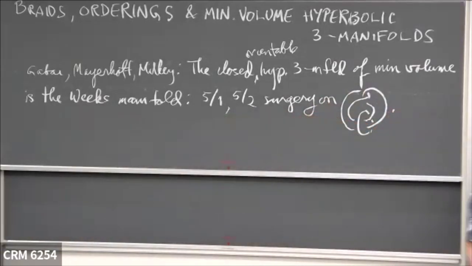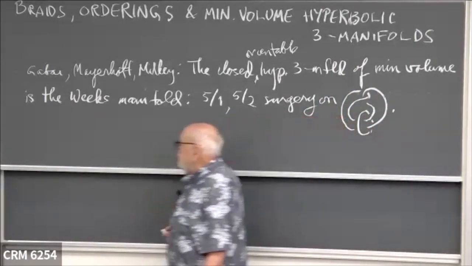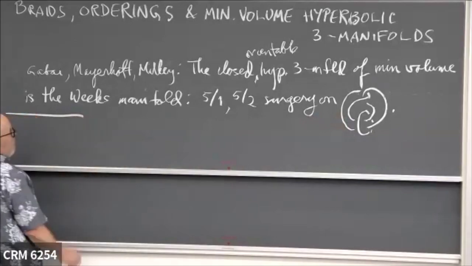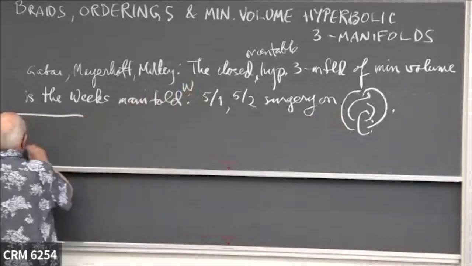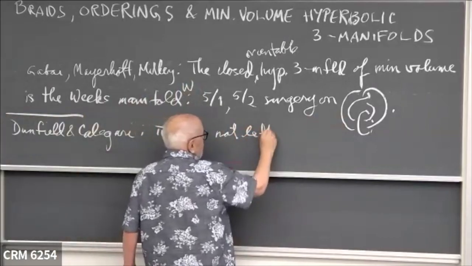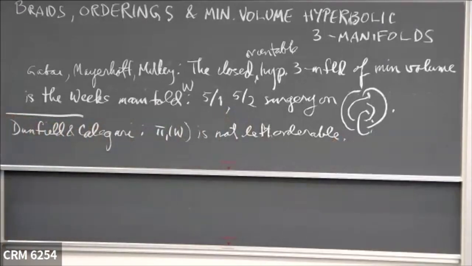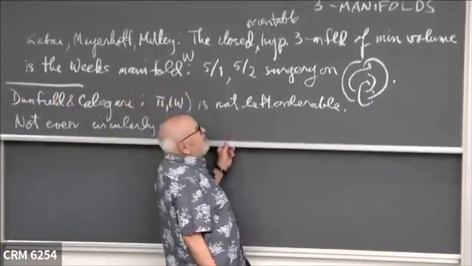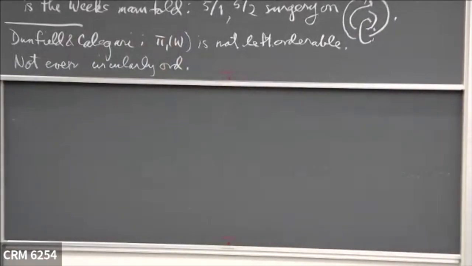And interestingly, Nathan Dunfield and Danny Calegari showed that this group is not left orderable. Let's call this Weeks manifold W, not left orderable. I believe you actually showed us not even circularly orderable. So that's an interesting fact about that small closed hyperbolic manifold.